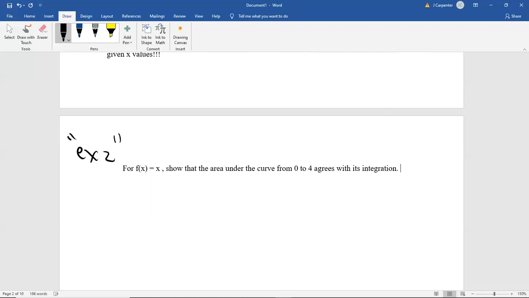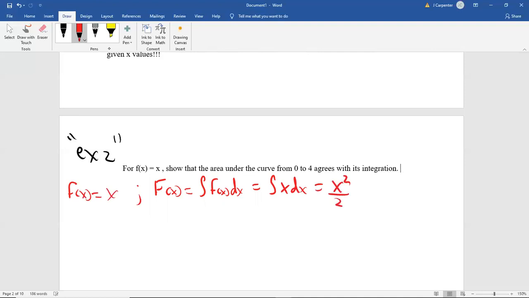So let's do the integration first. If f of x is equal to x, capital F of x is the integral of lowercase f of x. So we're integrating x times dx, which is x squared over 2.